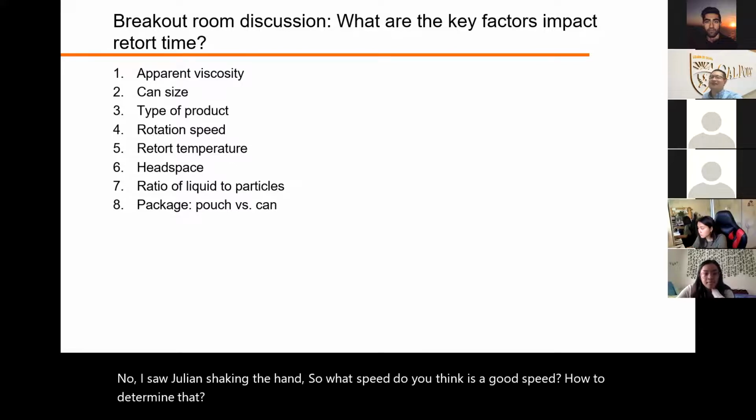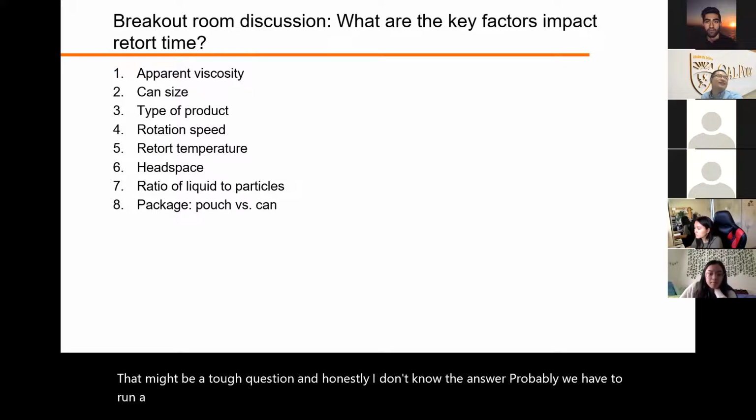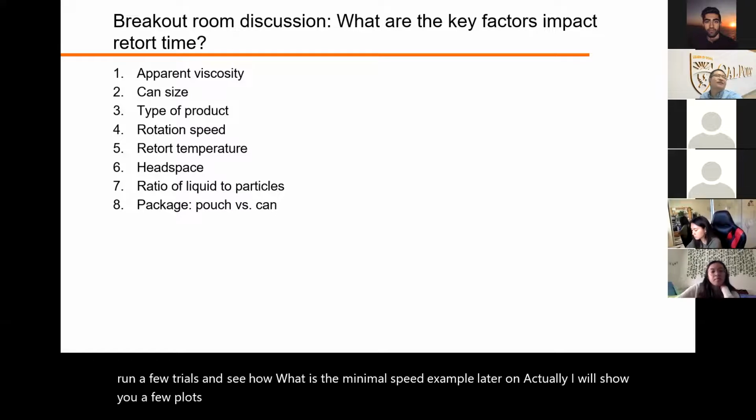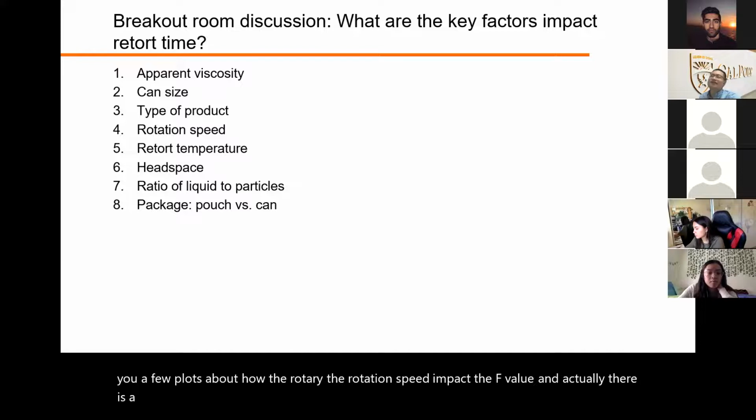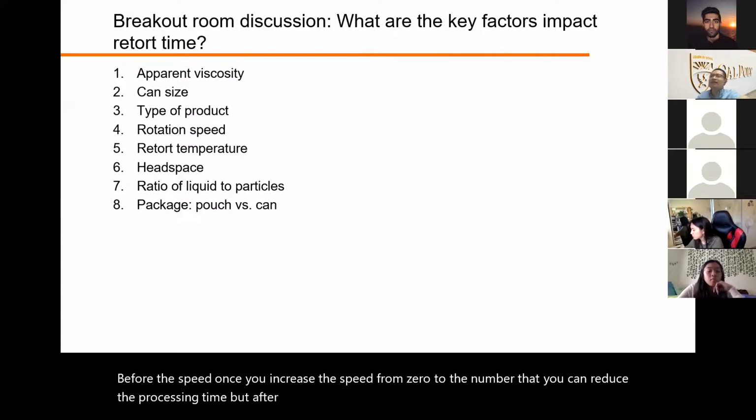Well, that might be a tough question, and honestly, I don't know the answer. Probably we have to run a few trials and see what the minimal speed is. For example, later on I will show you a few plots about how the rotation speed impacts the F value. There is a certain critical speed: before that speed, once you increase the speed from 0 to that number, you can reduce the processing time. But after that speed, the reduction of time becomes not significant.